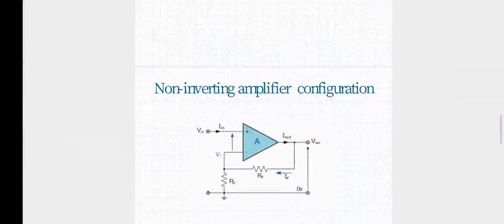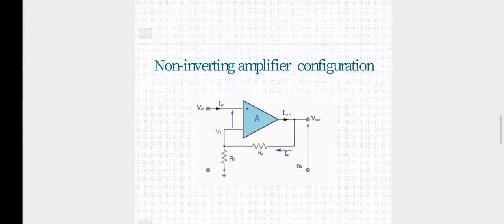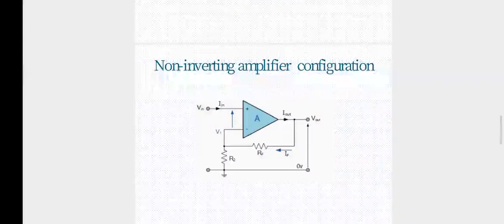So this is the circuit diagram of the non-inverting amplifier. You can see here the input voltage is directly given to the plus terminal of the op-amp circuit. Then you can see the equivalent potential divider network here. There's an output, and we can calculate the gain of the non-inverting amplifier.